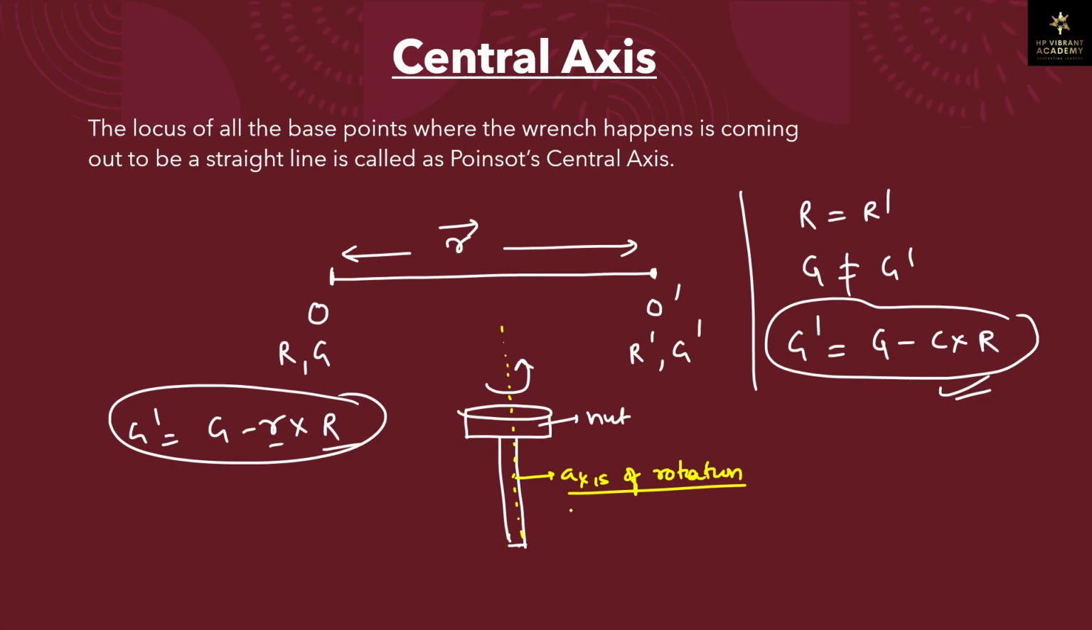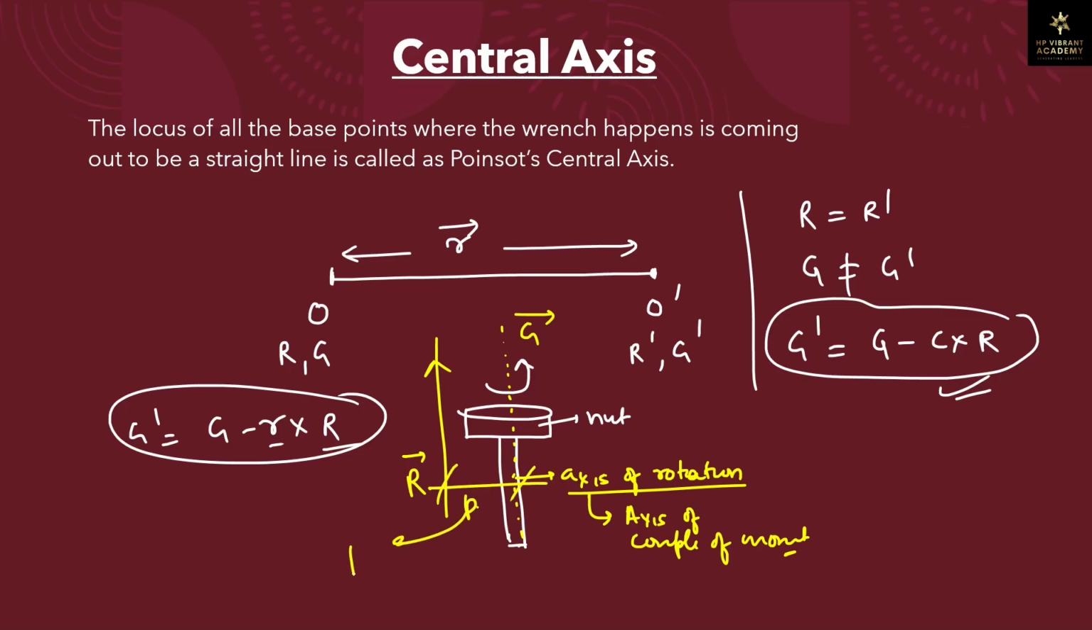Okay, that axis of rotation is the same as the axis of the couple moment. Let us consider the resultant vector is also in this particular direction. So the resultant vector R is parallel to the couple moment, that is G, and both are separated by a distance p, and that p is known as pitch. So G is equal to pitch times the resultant vector. This we have already studied.